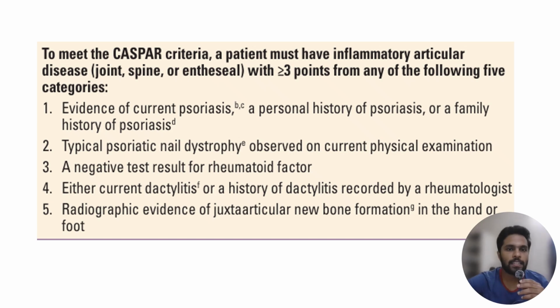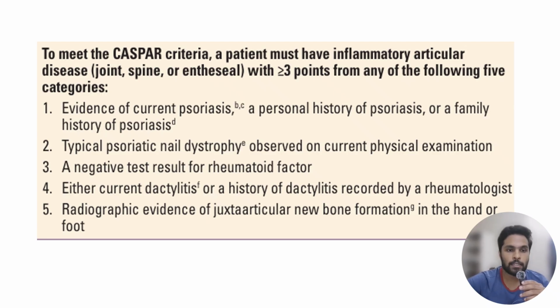The CASPAR criteria for psoriatic arthritis. To meet the criteria, the patient should have 3 or more points from any of the 5 following categories. It can be divided into 2 for ease of study: 3 from history or clinical examination, and 2 from investigations.